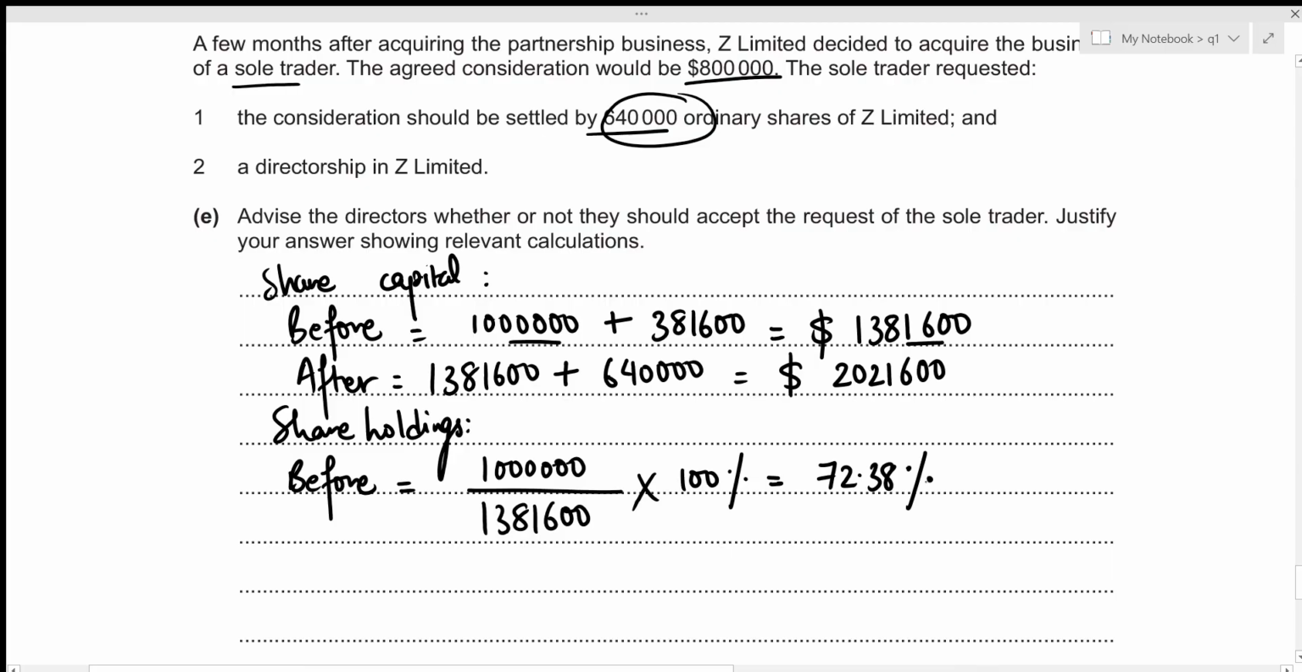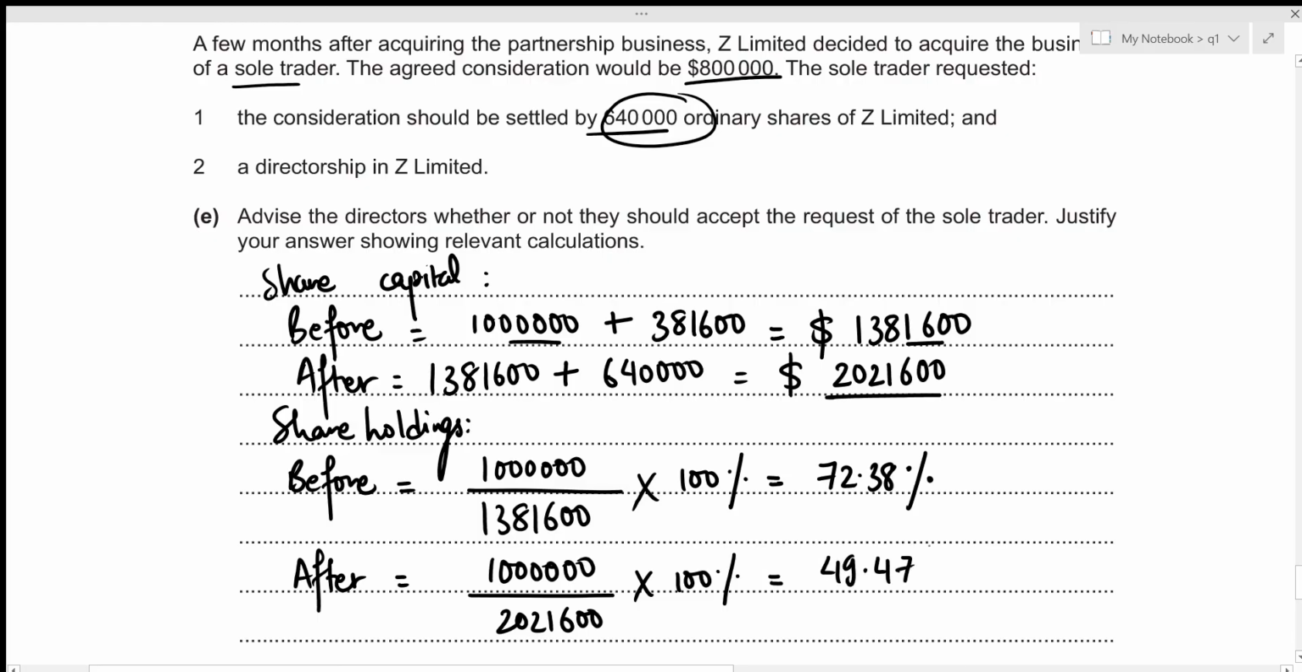Now we repeat the same process for after acquisition. Again, after the acquisition, 1 million out of total of 2,021,600 belongs to the initial shareholders who act as the directors. So that's 1 million divided by 2,021,600 times 100%. And this gives the shareholdings of the previous directors to have the value of 49.47%.